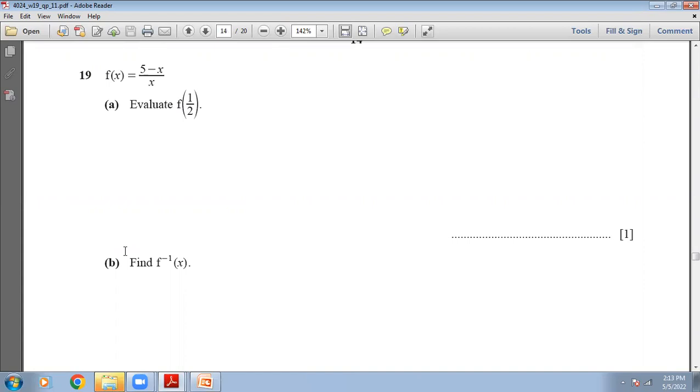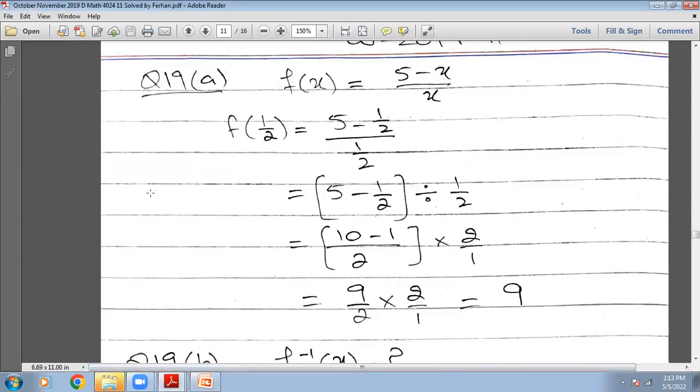Substitute 1 by 2 and find the value of the formula. It's a very simple and straightforward question. So f of 1 by 2 will be equal to, in the formula, in the place of x, I will substitute 1 by 2. So 5 minus 1 by 2, divided by 1 by 2.